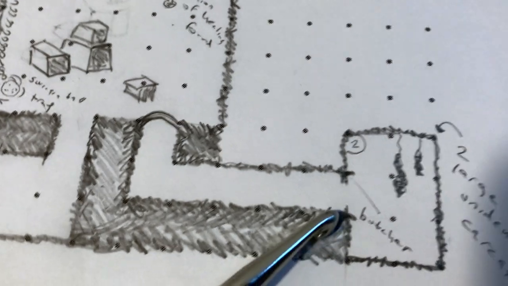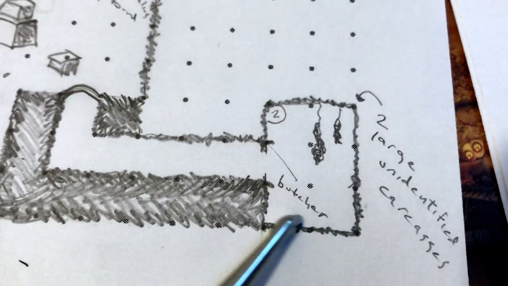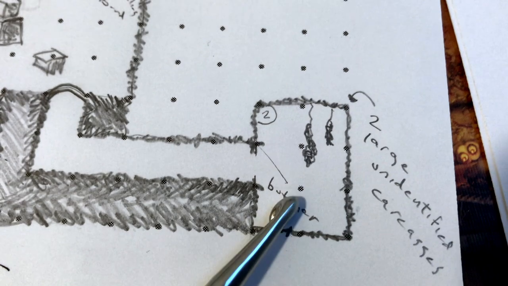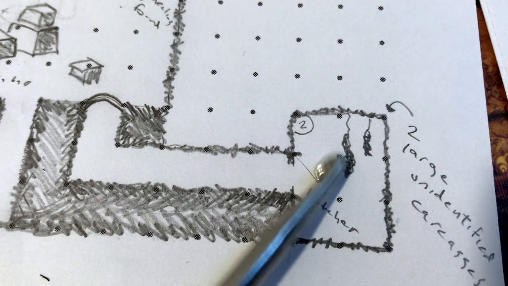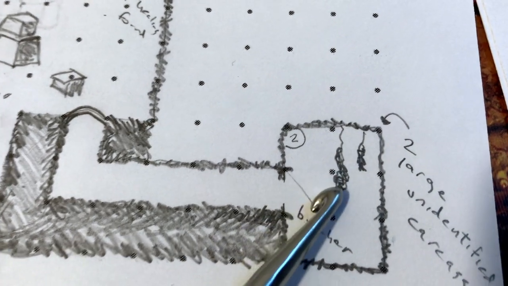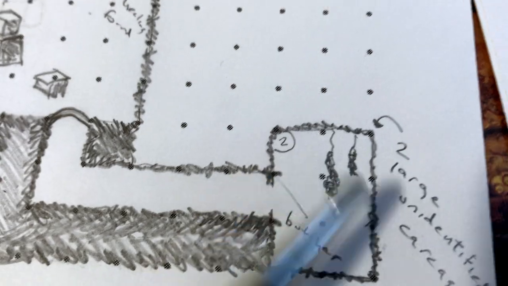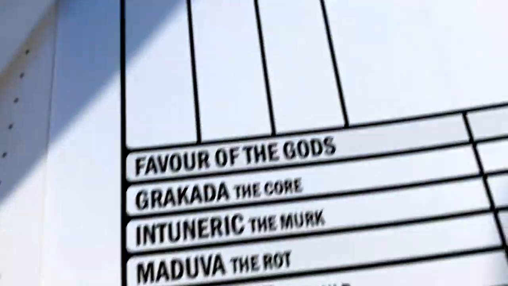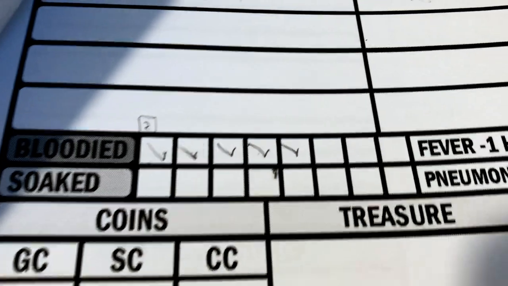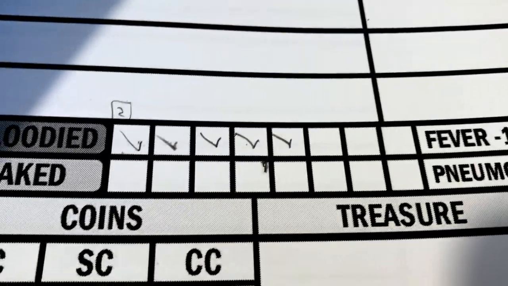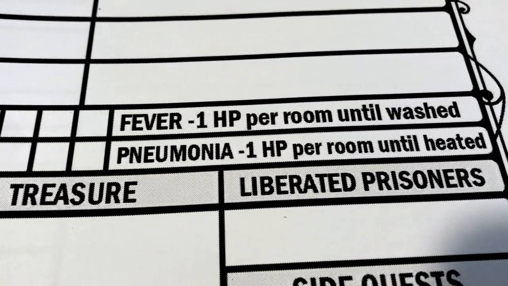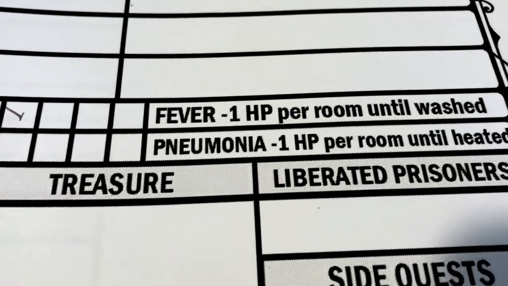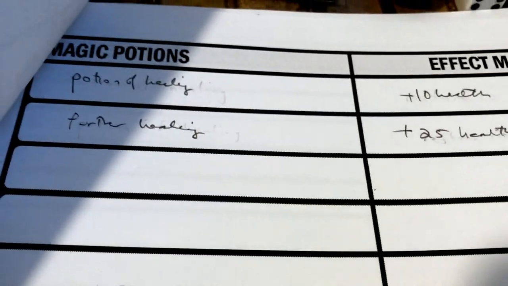Well, in the second room, we found some unidentified carcasses. We fought the butcher, and I took some meat from here. This gave me the bloodied condition, so I haven't been able to clean up. Every room I go to, if I can't get to a place to clean up, I'm going to be losing an HP per room until I wash up. So I may need to down one of these potions to stay alive.